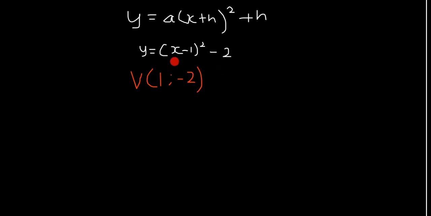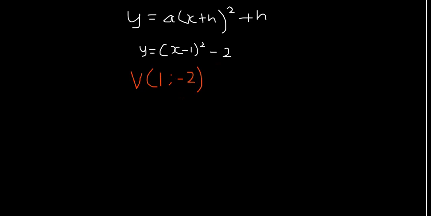Always when there's x minus something, you just change the sign to get the x value. Always change the sign here. If it was x plus 1, you will have negative 1 for the x value of the vertex point. Then the y value, just put it like that. If it's plus 2, you say plus 2. If it's minus 2, it's minus 2. That's how you find the vertex point.